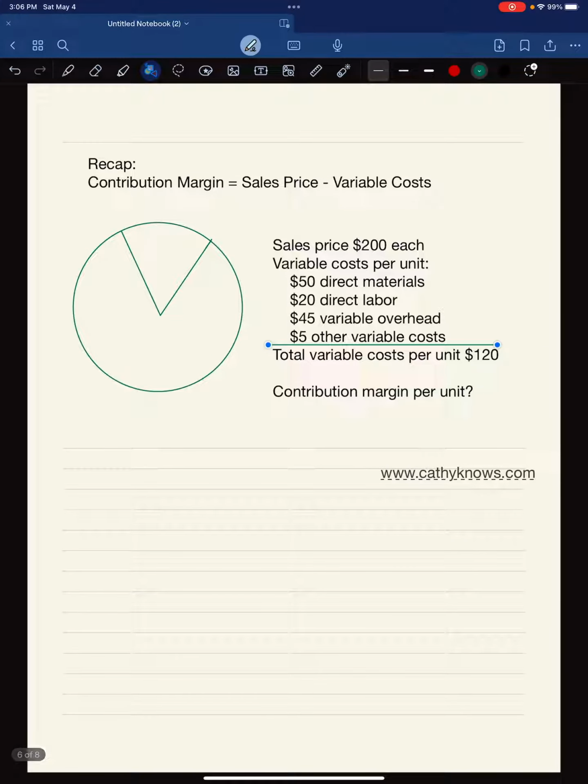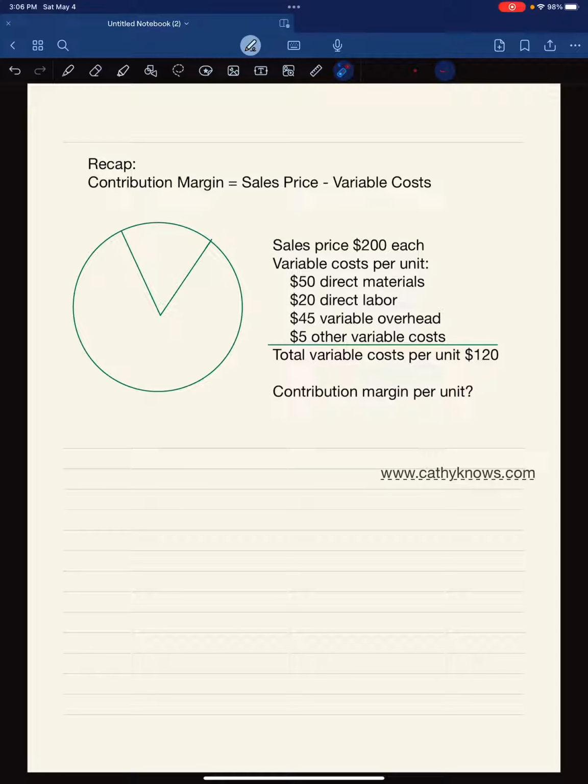Last time we discussed the contribution margin. The contribution margin, you might remember, is the sales price minus the variable costs. So for this problem, the sales price is $200. We have variable costs of $50 for direct materials, $20 for direct labor, $45 variable overhead, and $5 in other variable costs. So the total of our variable costs is $120.